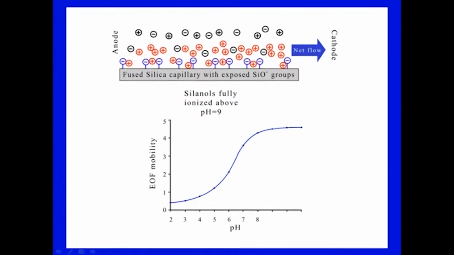Now, if you consider, say, a 50 millimolar pH 8 buffer, it will flow through a 50 centimeter capillary at, say, 5 centimeter per minute speed with 25 kilovolt applied potential. So, that is how it will flow, and the key factors that affect electroosmotic mobility are the dielectric constant and viscosity of the buffer.